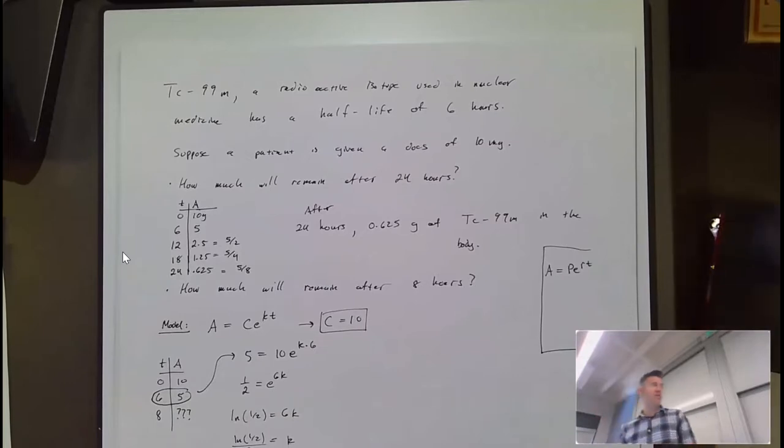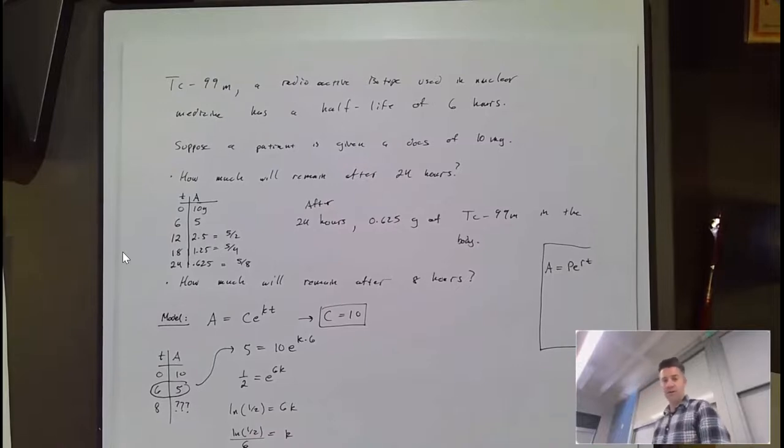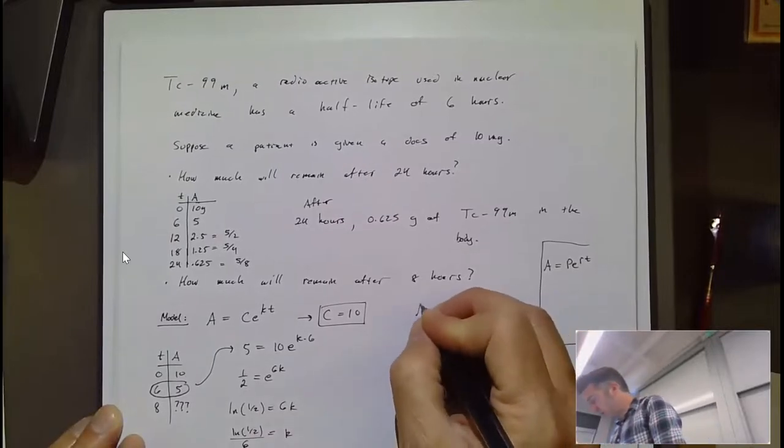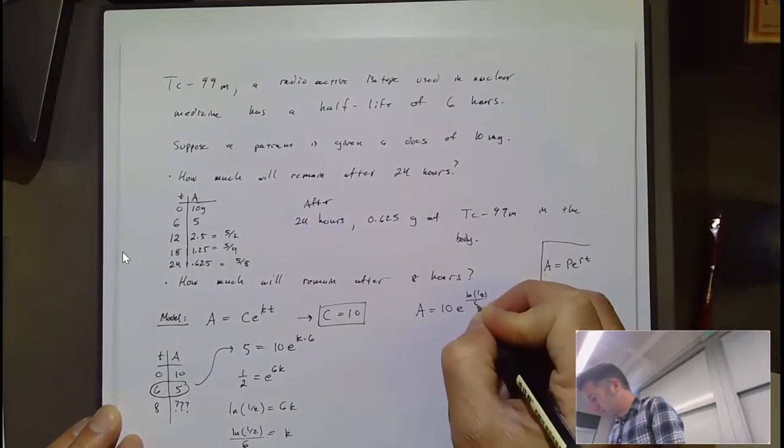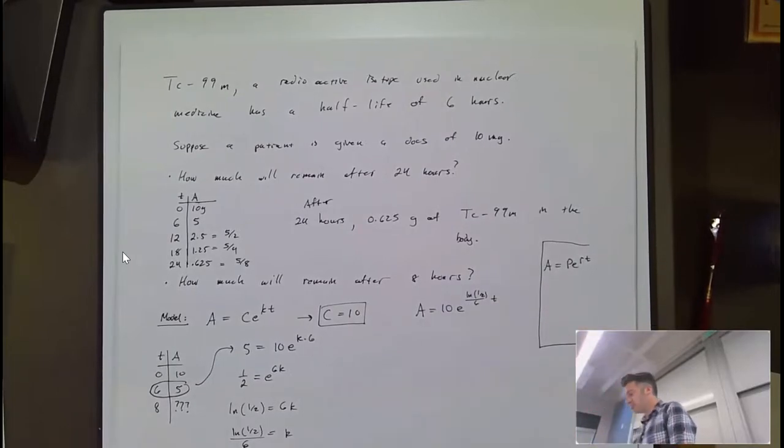If you've ever taken chemistry before, you might be familiar with this formula that the K value is natural log of 1/2 divided by the half-life, or the half-life is the natural log of 1/2 divided by the K value. It kind of goes with each other. Some people like to throw in an extra negative sign here. It's not really necessary. So here's our model. A equals 10 times e to the natural log of 1/2 over 6 times T. I will point out that this number here is negative. The natural log of 1/2 divided by 6 is a negative number because the natural log of 1/2 is a negative number.